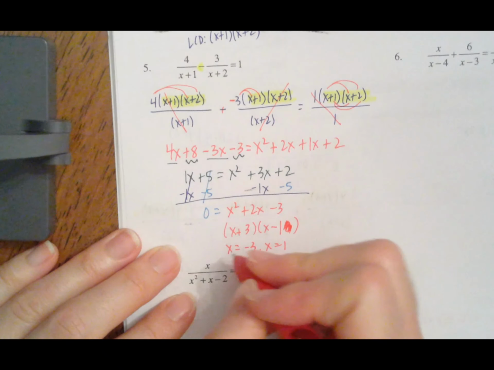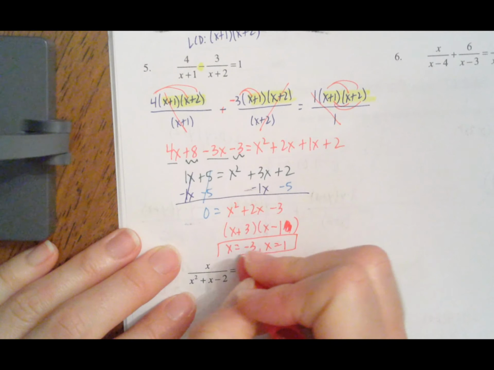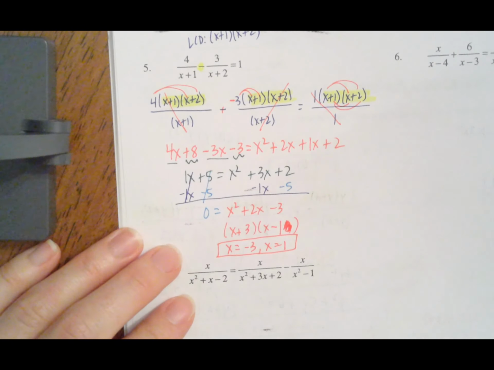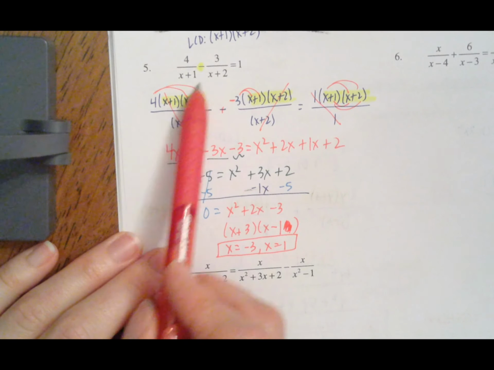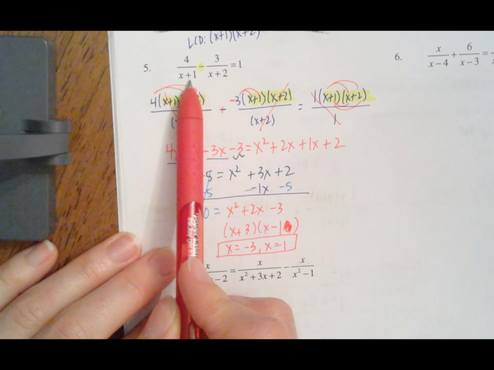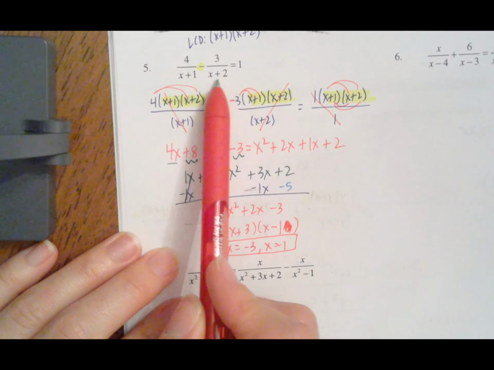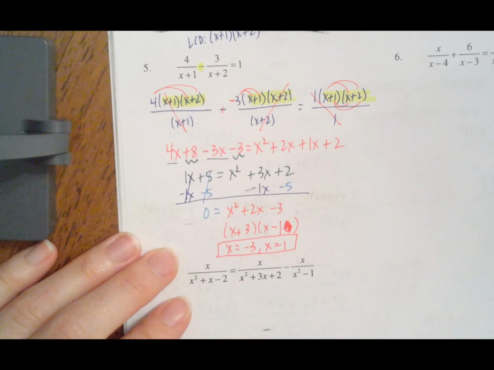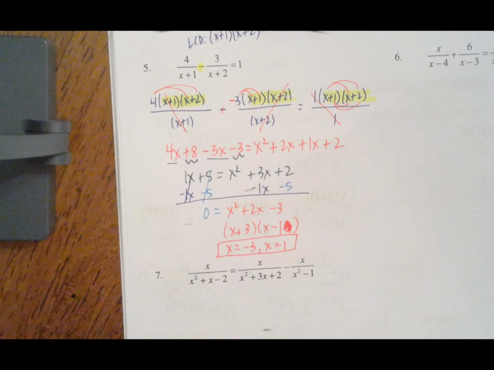And if you store both of those values for x and check them, they both work, and you can double check here. If I plug in 1 here, it's not going to cause this denominator to be undefined, nor will the negative 3 in either of those. So if you store those for x, which I would recommend you do, you can double check those.